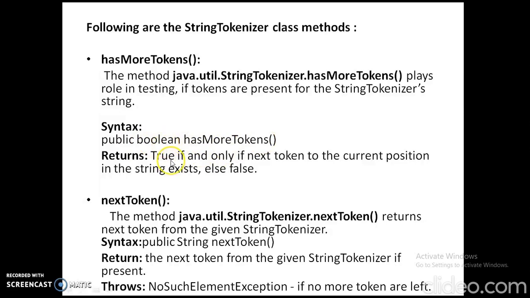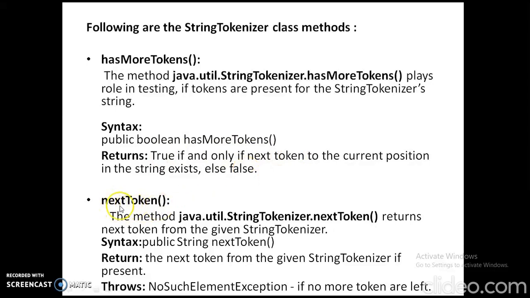It's very simple. It returns true if and only if the next token to the current position in the string exists. That is to say, there is a next token in the string tokenizer object to which my current position can point. If there are no tokens in the string tokenizer object, then it returns false. So true only if there is a next token available in the string tokenizer object, otherwise it returns false.